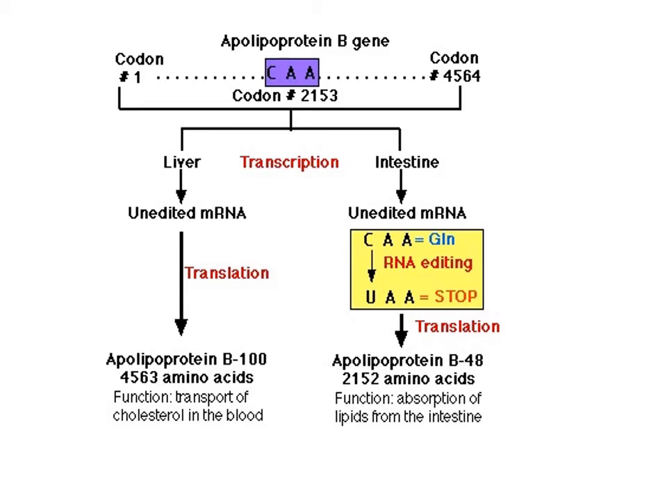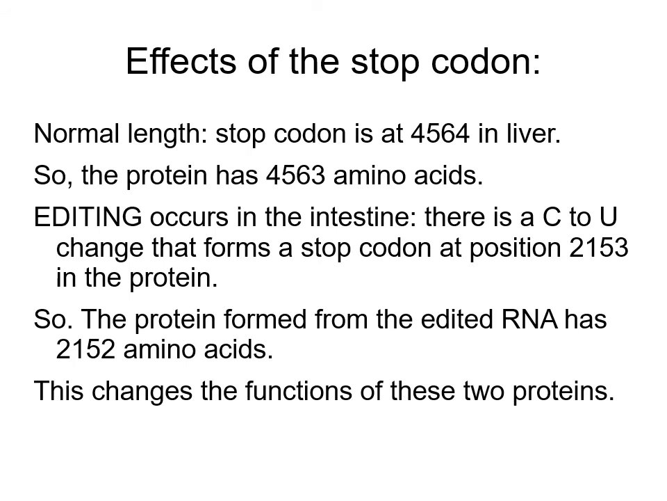And that's in liver. In the intestine, however, the RNA is edited at one particular position, where there's a glutamine codon at 2153. It's edited to form a UAA stop codon, with the result that the Apolipoprotein B that's produced in the intestine has only 2,152 amino acids. It's a functional protein. What it does is absorb lipids from the intestine, but it's obviously a very different protein from the one that's produced in the liver. Okay, so that's a C-to-U change at codon 2153, and that does change the function of the protein.